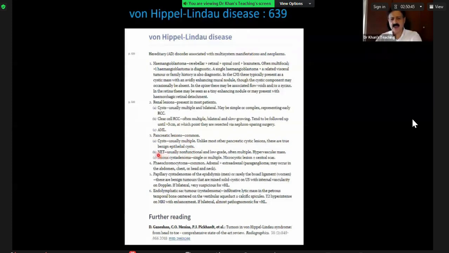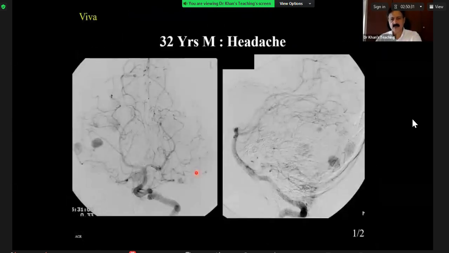They can happen. Then neuroendocrine tumors, which are hypervascular masses, can happen. Then serous cyst adenoma with the central scar can also happen. So many pancreatic lesions can happen.